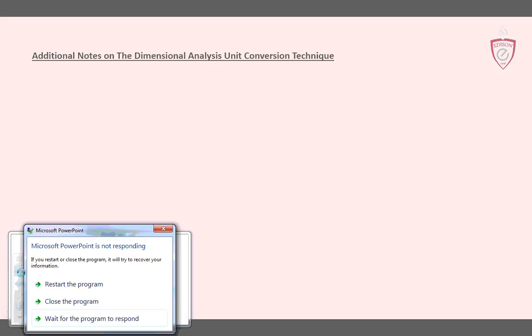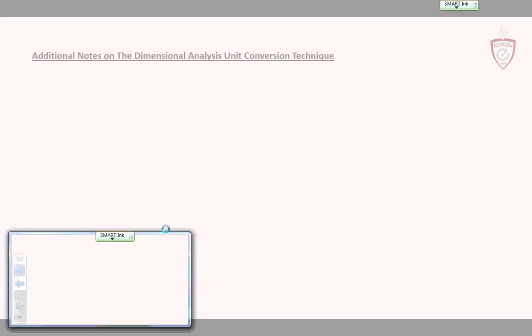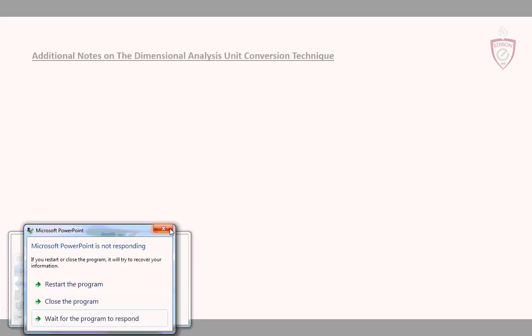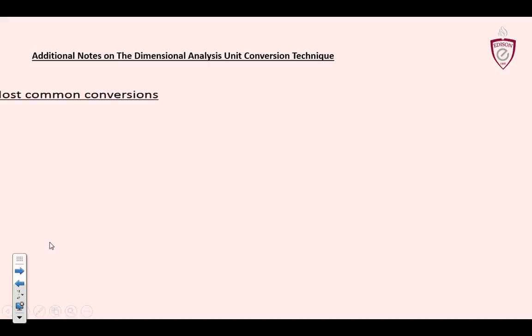So some simple additional notes on this dimensional analysis, aka unit conversion technique. If the computer would not crash, that would be wonderful. Oh, please don't crash on me, computer. Go away, Smart Ink. There we go. Yes. Saved it.